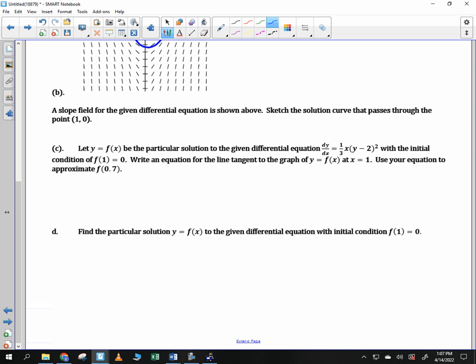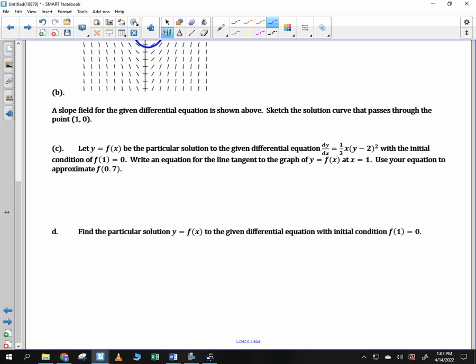Let y equal f of x be the particular solution to the differential equation, this guy. Ooh, wow. With initial condition of f of 1 is equal to 0. Write an equation for a line tangent to the curve at x equals 1, and use your equation to approximate f of 0.7. This sounds ridiculous, doesn't it? So it's actually a pretty easy question. This one comes up quite a lot.